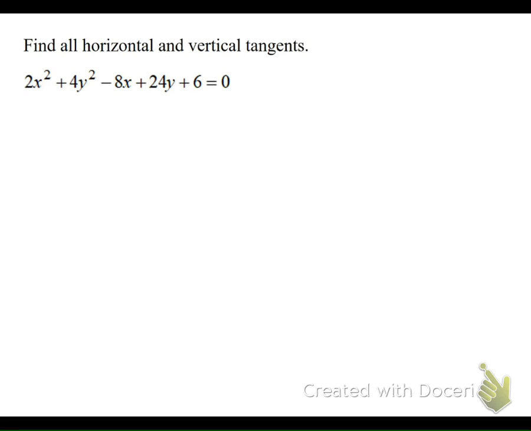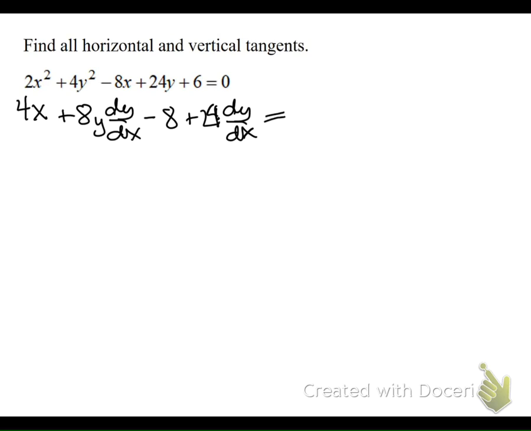All right, so we've got x's and y's. So implicit differentiation. Here we go. Derivative of 2x squared is 4x. Derivative of 4y squared is 8y dy dx. Derivative of negative 8x is a negative 8. Derivative of 24y is 24 dy dx. Derivative of 6 is 0, and derivative of 0 is 0. Okay? By the way, with implicit differentiation, if you forget just one of these dy dx's, it messes up your complete problem. Okay? So be careful.